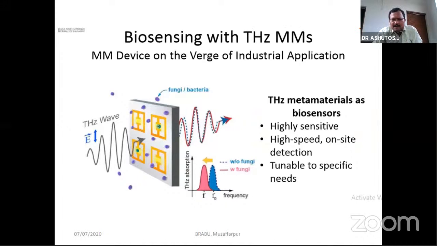One simple application of terahertz metamaterials in terahertz applications is for detecting fungi and bacteria. You can see on the left-hand side, an electromagnetic wave is transmitted to the structure where the bacteria are on the surface, and there is a metamaterial structure. With fungi and without fungi, you can see the frequency response below. There is a phase shift in the frequency, and with this phase shift, we can determine the exact location and position of the fungi and bacteria, and their number also.